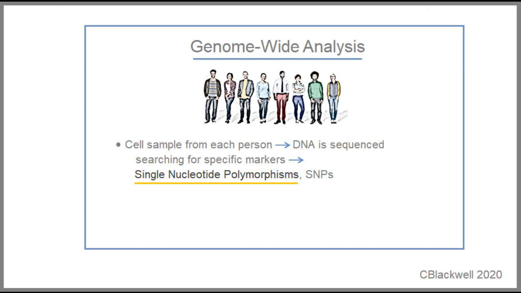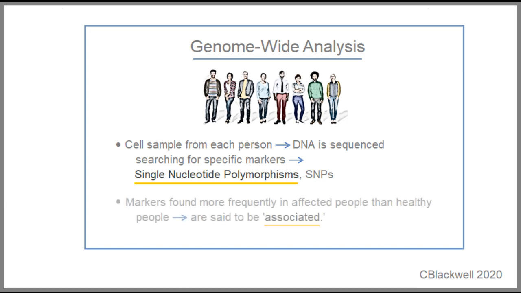In a genome-wide study, a few cells are harvested from each individual, which are used to sequence their genome, searching for specific markers, single nucleotide polymorphisms, or SNPs. Those markers are then compared between healthy people and those with disease. If the markers are more frequent in the people with disease, it is said to be associated with that disease. It doesn't prove causation, but suggests there is a connection.